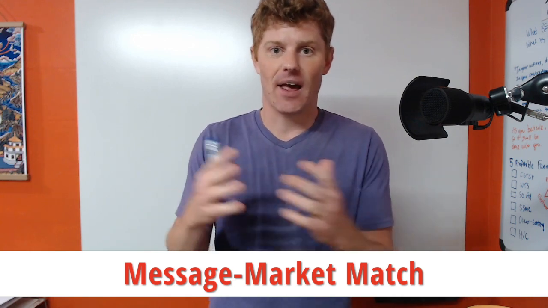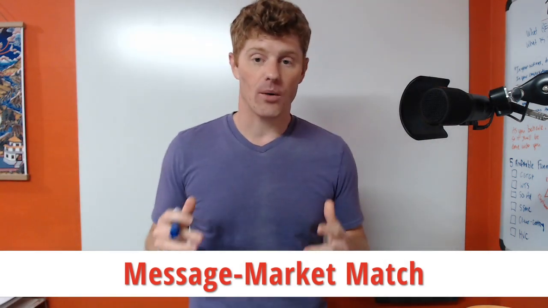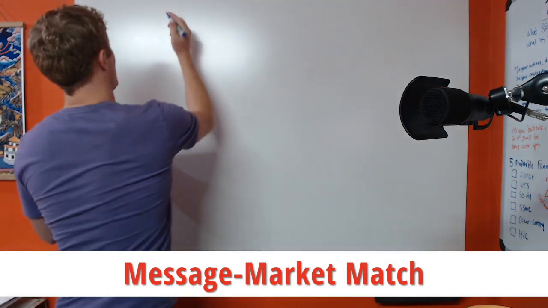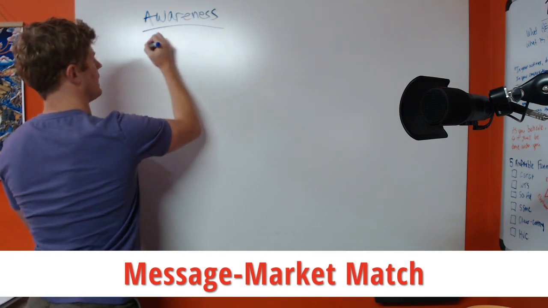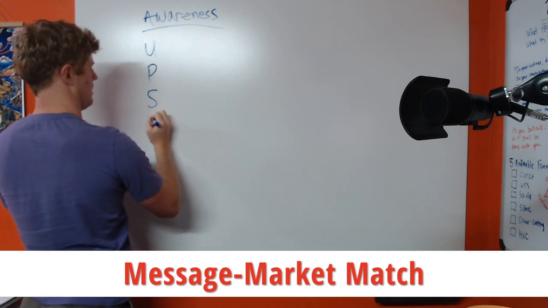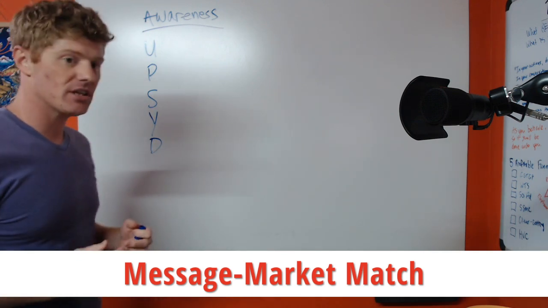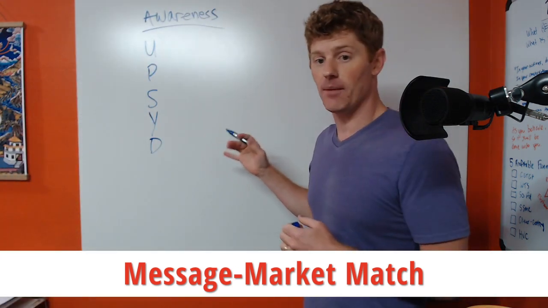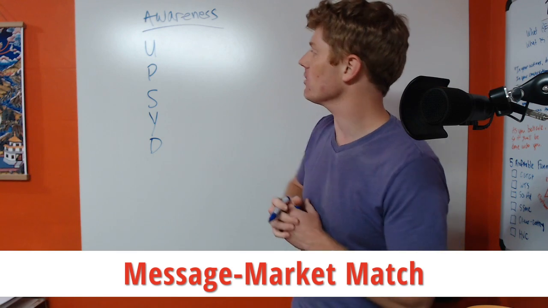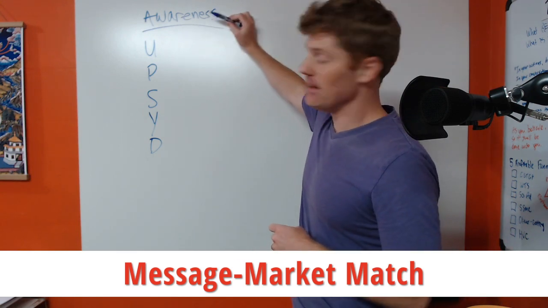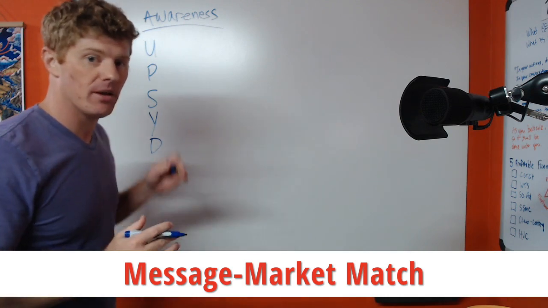And in my head, this is the golden key to message market match. And this is something you probably want to take notes on. So we're going to start with the Eugene Schwartz market awareness model. So we have awareness, and I wrote UPSYD. Now this actually comes from Keith Krance talking about the Eugene Schwartz model and coming up with this great acronym. And Keith wrote one of the best-selling books on Facebook advertising. So in the Eugene Schwartz market awareness model, your prospect, your market moves through these stages of awareness.